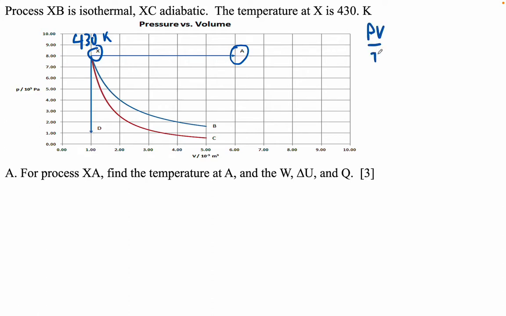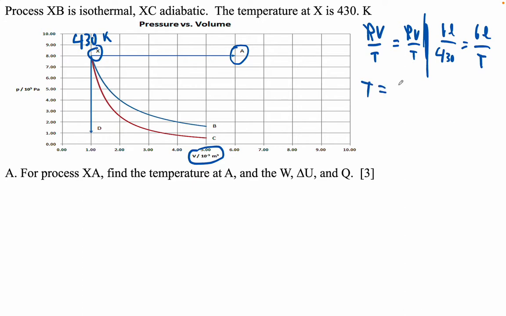N stays the same, so it's PV over T is PV over T, right? So this pressure here is 8. Oh wait, the pressure stays the same, that's right. So the volume here is 1 liter, so 1 liter over 430 equals 6 liters. Remember, 10 to the minus third cubic meters is a liter, isn't it? I think it is, yeah. And over whatever that temperature is, right? So that temperature can end up being 6 times 430.